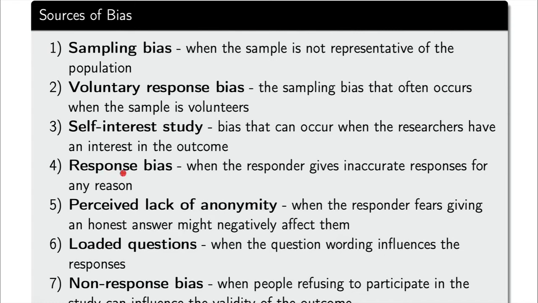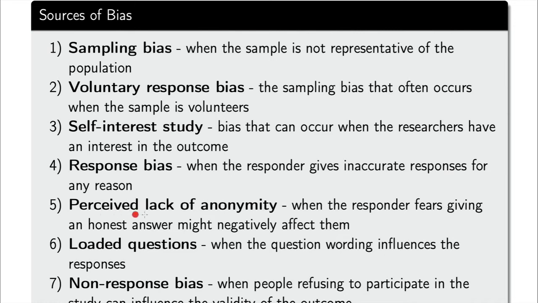Next is response bias. This is bias that results from the responses themselves, when the responder gives inaccurate responses for any reason. Now, this doesn't have to be intentionally inaccurate. It could just be because people have forgotten. Maybe you're asking individuals to recall something from their childhood, and they give you answers that don't actually end up being true, but they don't remember, so they think they're telling you something true. Or it could be response bias because they just want to lie, or they're embarrassed about how they feel about something. That's response bias, when the responses themselves are not actually accurate.